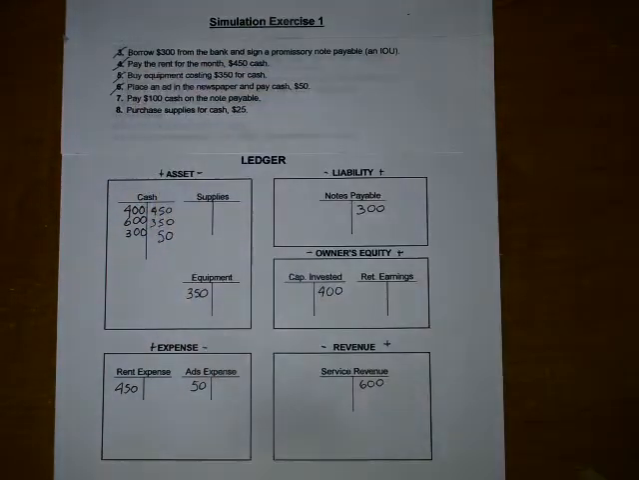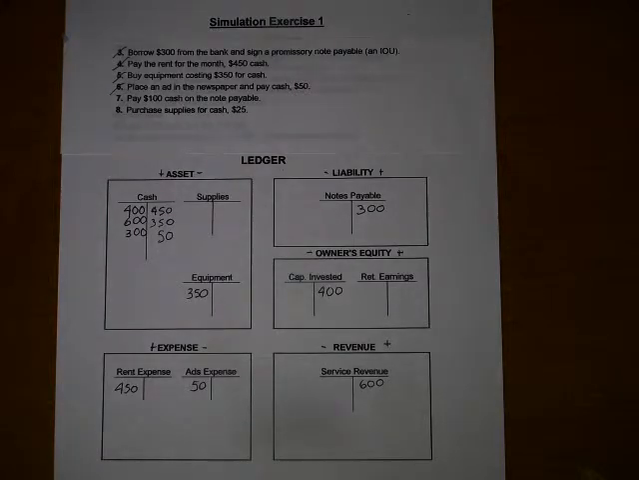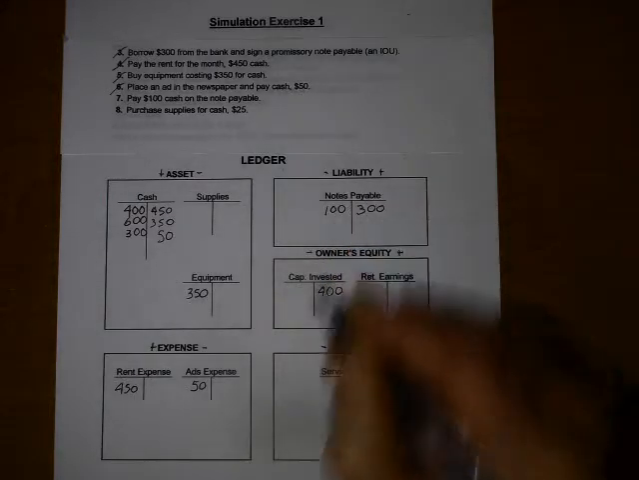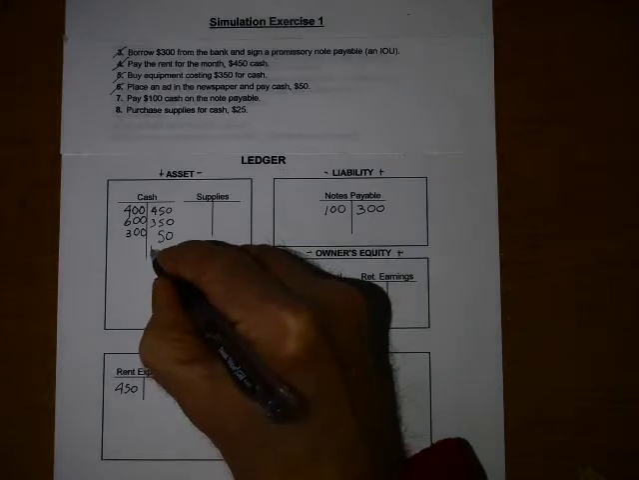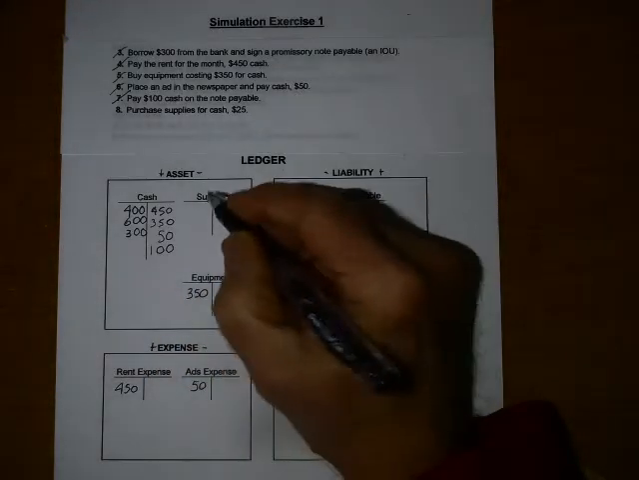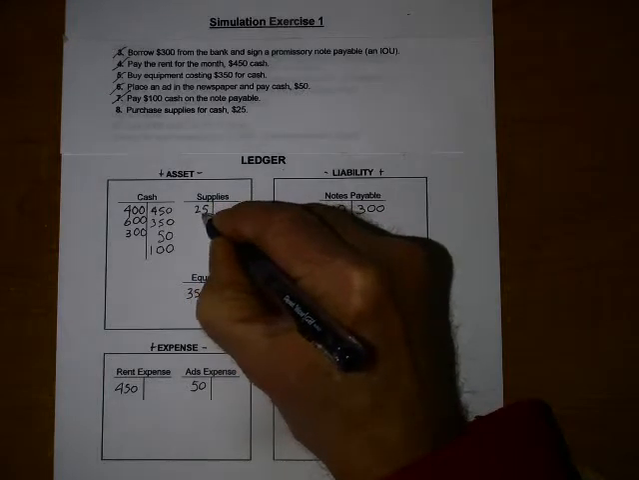And then number 7, pay $100 cash on the note payable. So you're going to go to the bank and you're going to pay back some of the note. All right. Notes payable is one of the accounts, and so is cash. Notes payable actually decreases, so we're going to enter that on the left side, $100. Cash also decreases. We're going to enter that on the right side. Here's an example of a transaction where there are two decreases together. Finally, we purchase supplies for cash, $25. All right, supplies and cash, obviously. Supplies increase by $25. Cash decreases by $25.